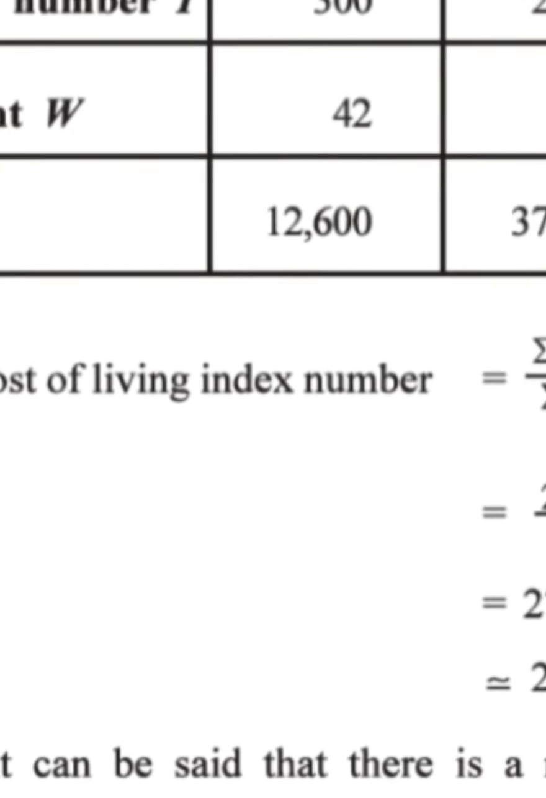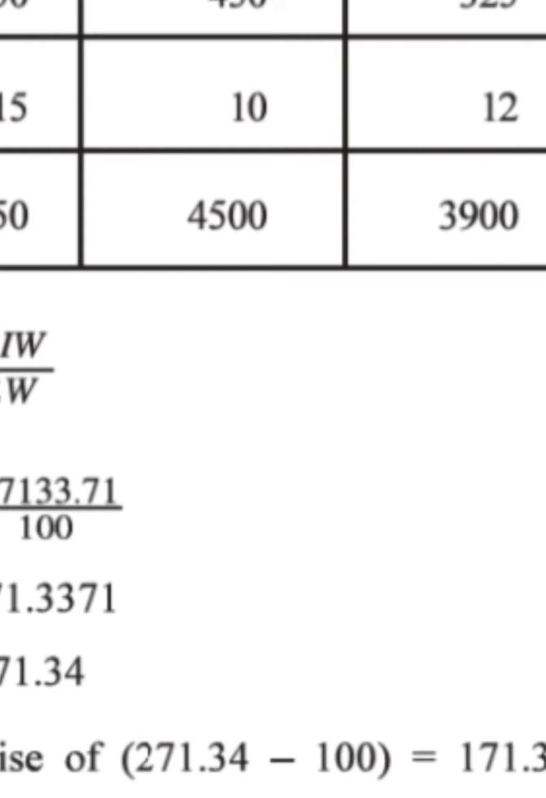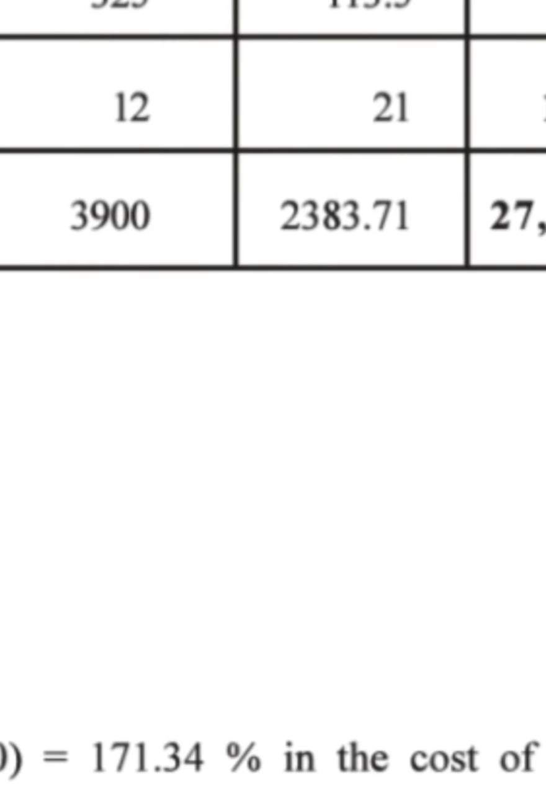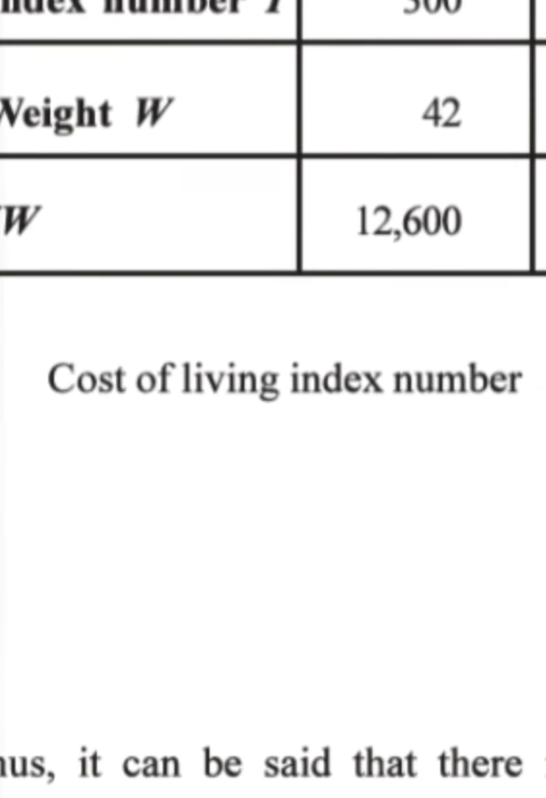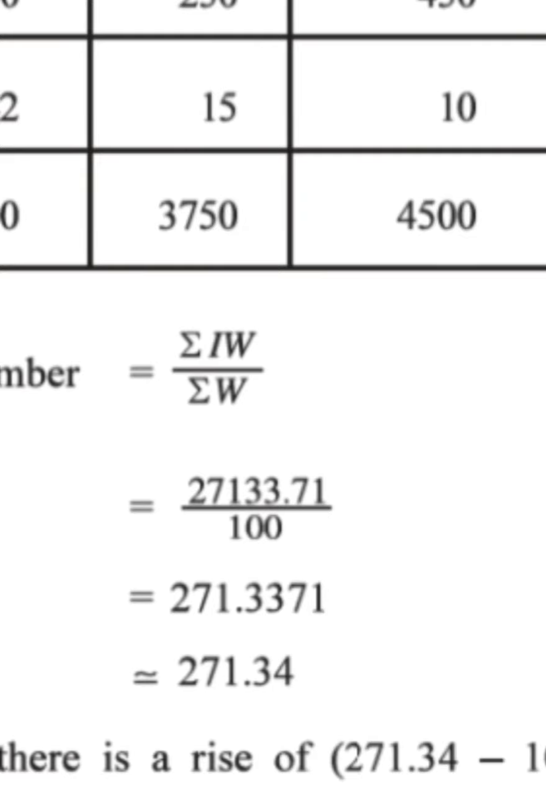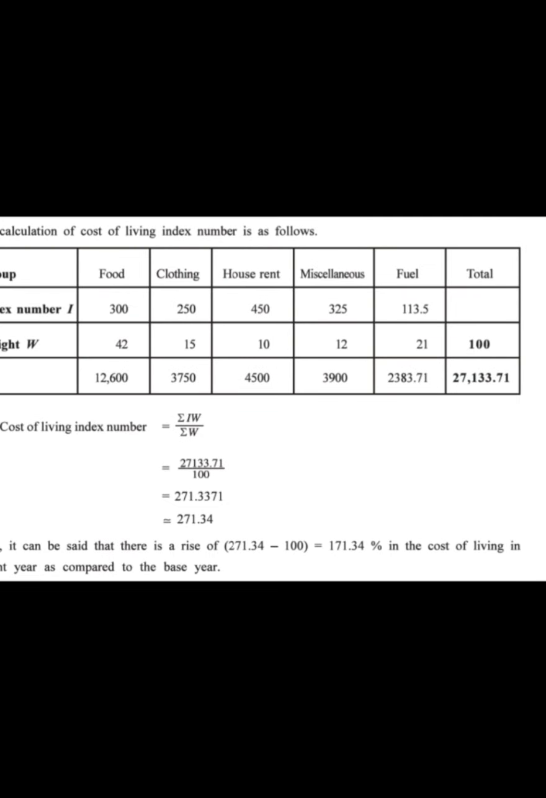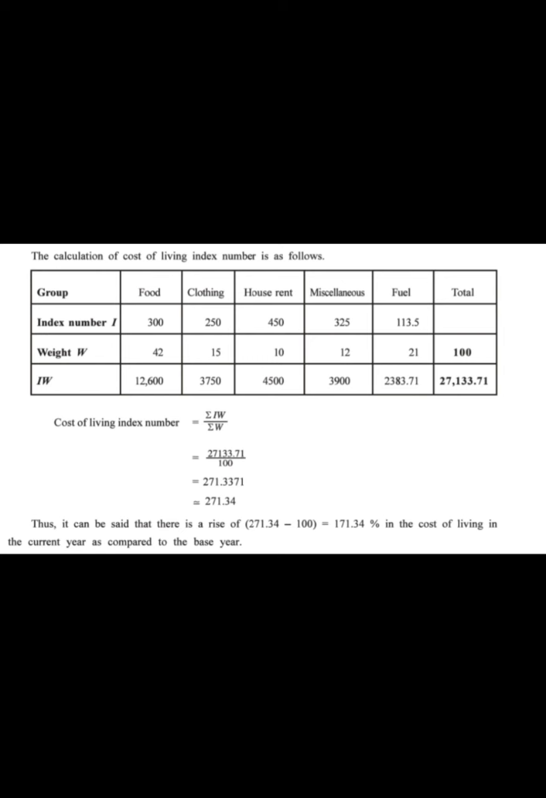So what is the rise? It can be said that there is a rise of 271.34 minus 100, that is 171.34%, in the cost of living index number in the current year with respect to the base year. That is how you do this sum. This is one of the important sums, so do practice.